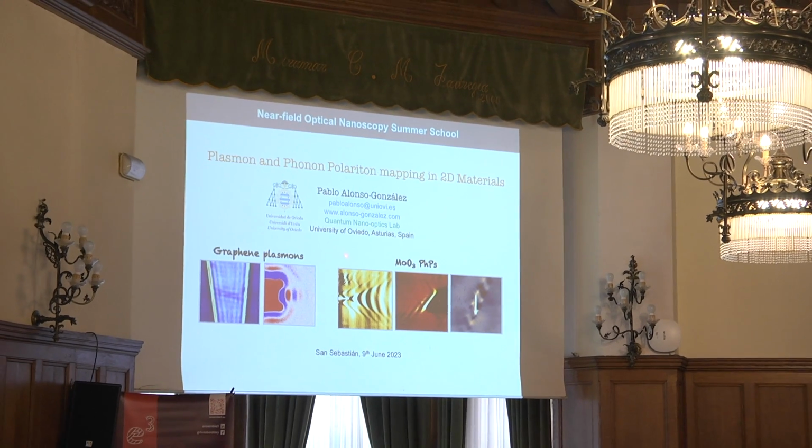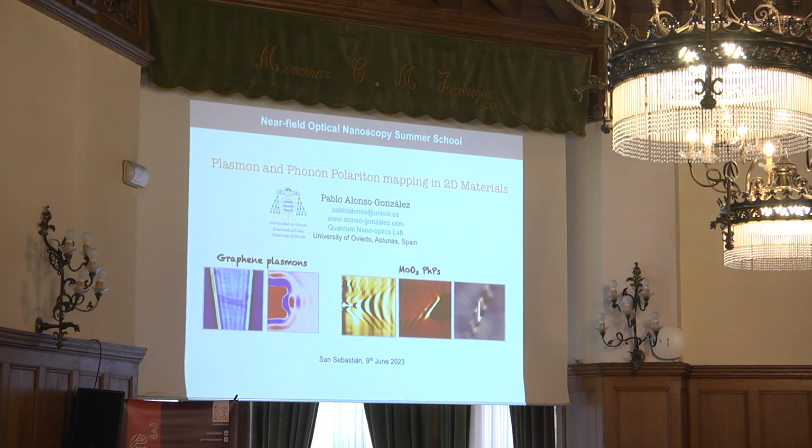Today I'm going to talk about how to map them with SNOM, particularly two types of polaritons: surface polaritons, graphene plasmons, and phonon polaritons on MoO3. MoO3 is a very highly anisotropic material, and the polaritons have very special properties, such as that the wavefronts are not circular anymore, they are hyperbolic, and this induces really exotic phenomena, like this one that I will show you.